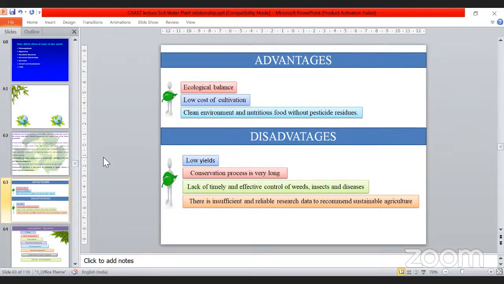As you know, we are not adding any chemicals largely, only as per the need or requirement, and not in excess. So there won't be any pollution, there won't be any kind of pesticide residue.